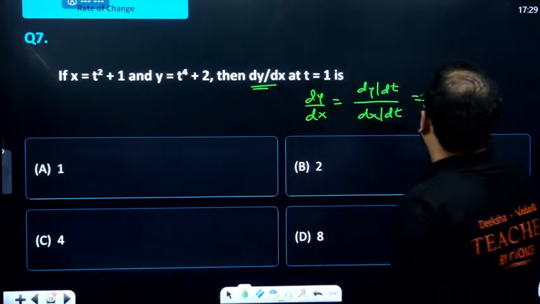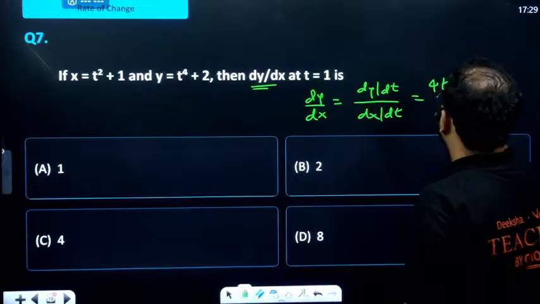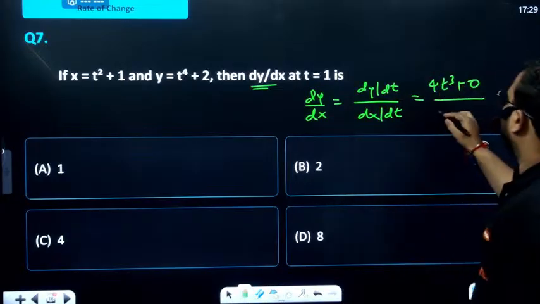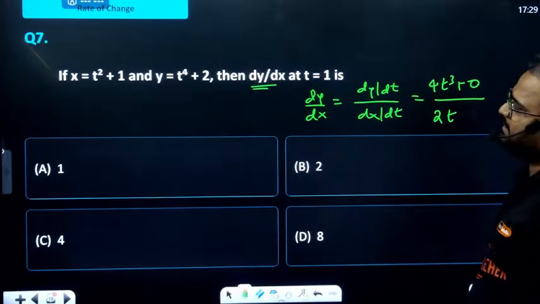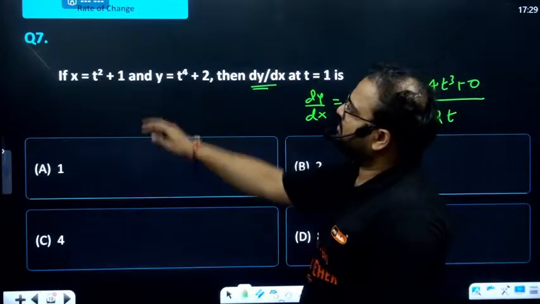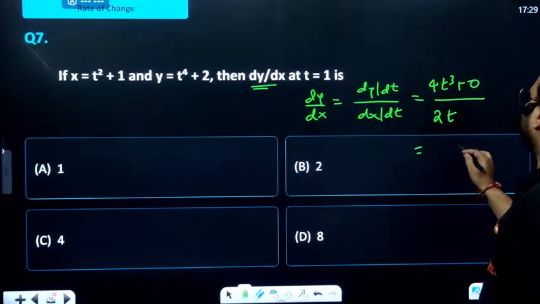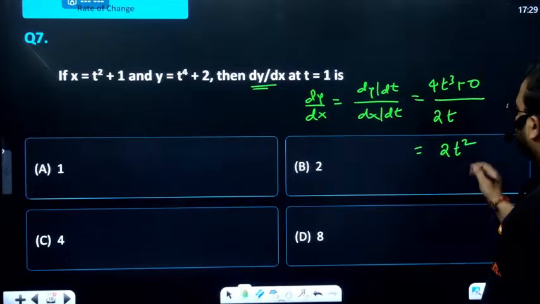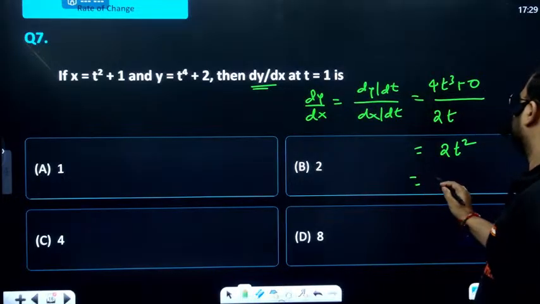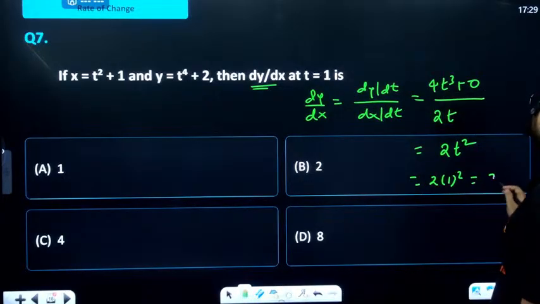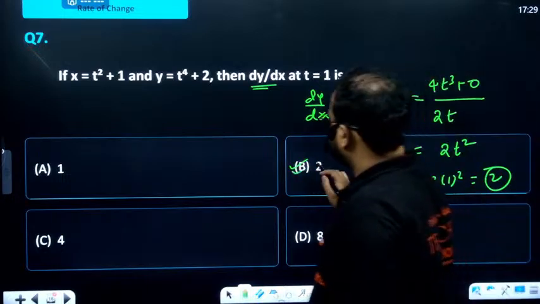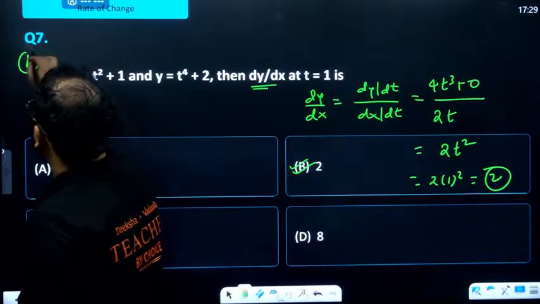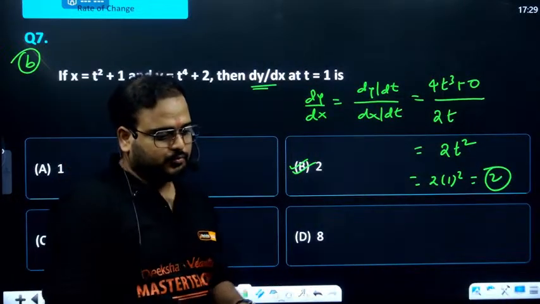Differentiate this. You'll have 4t cube plus 0 basically. And over here we have 2t. Correct? Differentiate y, you'll have 4t cube. Then you'll have 2t. Getting over here, check this out, 2t square. Put the value as 1. So answer becomes 2 times 1 square. That's nothing but 2.